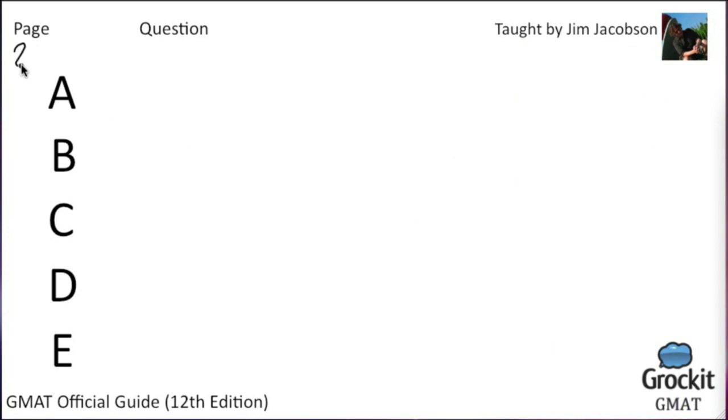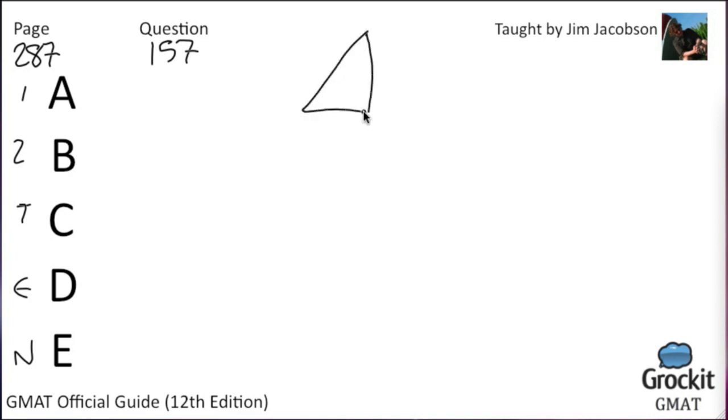Still page 287, and question number 157. As always, I write these down the side. The hypotenuse of a right triangle is 10 centimeters. What is the perimeter in centimeters of the triangle? We don't need a figure, but it doesn't hurt.